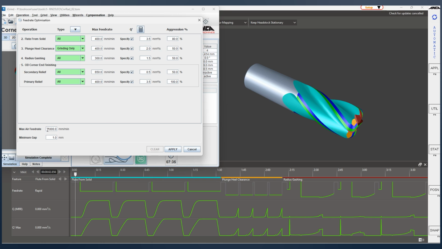We have the maximum air feed rate, and we have a minimum gap, and we also have the maximum feed rate which it can go up to, which is a user input, and we have the Q prime values and the aggression factor. And next week I'll show you how we set this up completely to achieve better results.